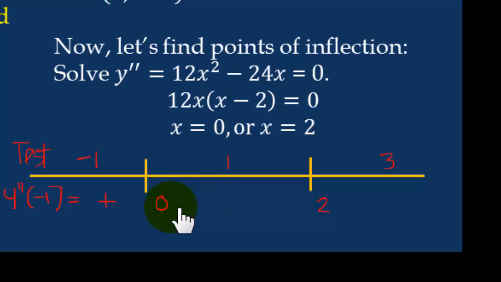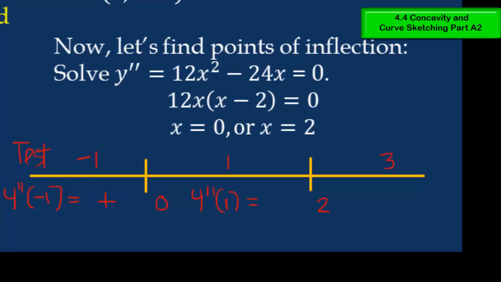Okay, between 0 and 2, we plug in y double prime at 1, and that is equal to 12 times 1 squared minus 24 times 1. That makes it negative. We see that there is a change of sign to the left of 0 and to the right of 0, so that means x equal to 0 is a point of inflection.